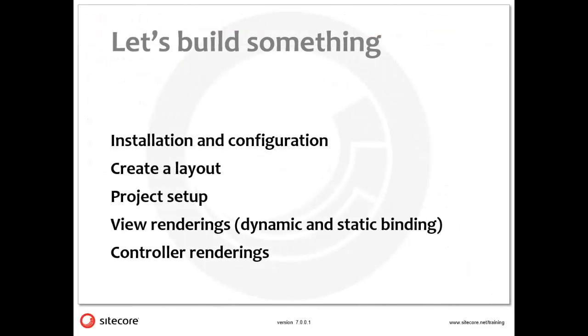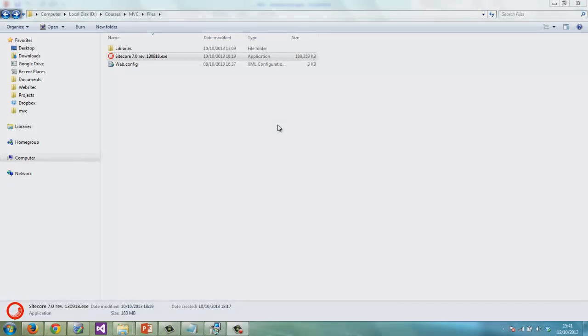For the rest of this video, we'll be doing a number of demos. First of all, we'll install and configure an instance of Sitecore MVC and prove it works by creating an MVC layout. We'll then create the Visual Studio project we'll be working with for the remainder of the video. After that, we'll look at view and controller renderings in turn and some of the Sitecore-specific Razor helpers available to you. To install Sitecore MVC, download the Sitecore installer from the Sitecore Developer Network.